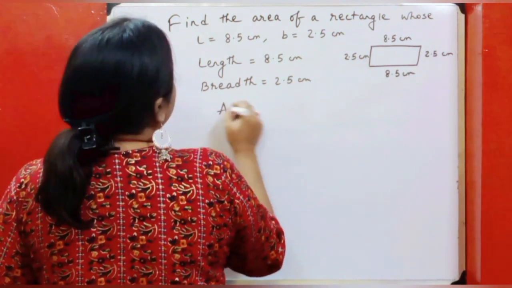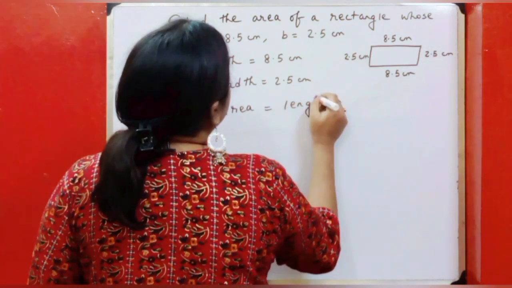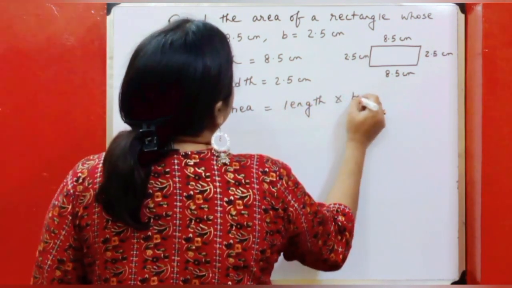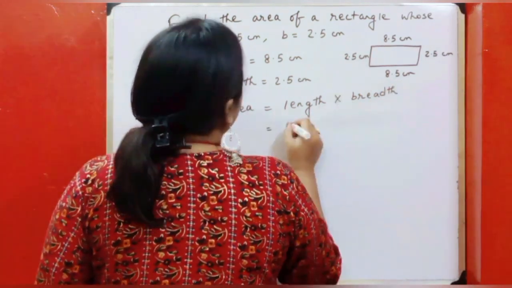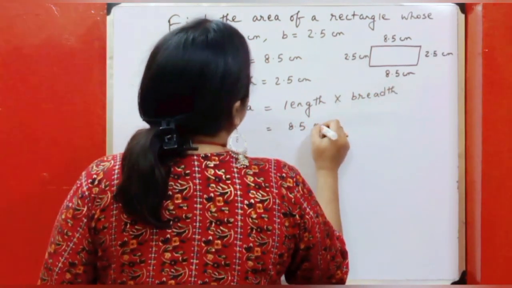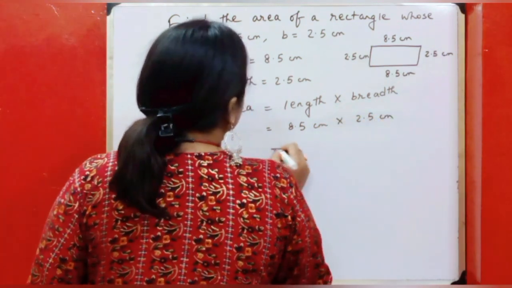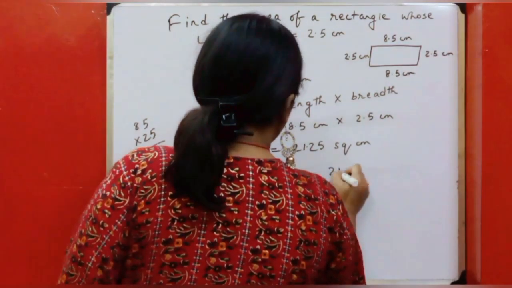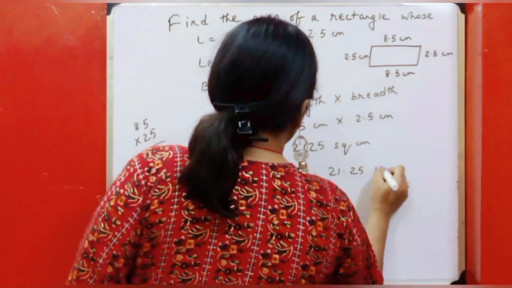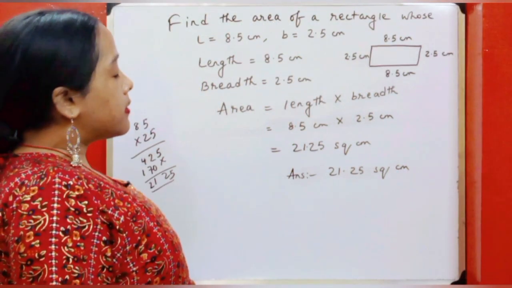There is a formula to find out the area of a rectangle, and that's length multiplied by breadth. We have to just multiply 8.5 centimeter and 2.5 centimeter. Answer 21.25 square centimeter.